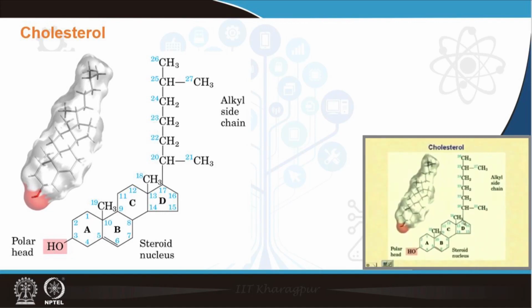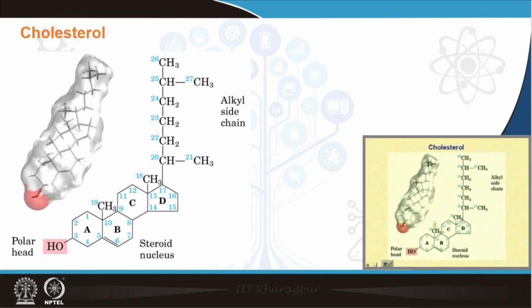Then we have 2 methyl groups attached, one to carbon 13 and one to carbon 10. These are numbered 18, the one that is attached to 13, and 19 is the one that is attached to 10. Then we have the alkyl side chain, where we have a methyl group attached to the first carbon atom and a methyl group attached to the last carbon atom in the alkyl side chain.